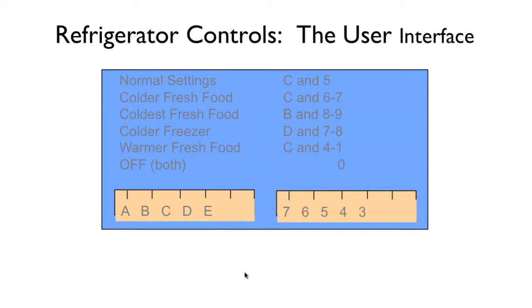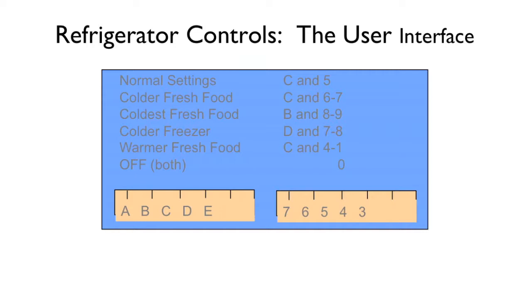So if you think about that, how would you fix his problem of the fresh food section freezing without changing the freezer part? Does anybody have any thoughts about that? Set the dial to a lower number. Right, so you could set it to that.